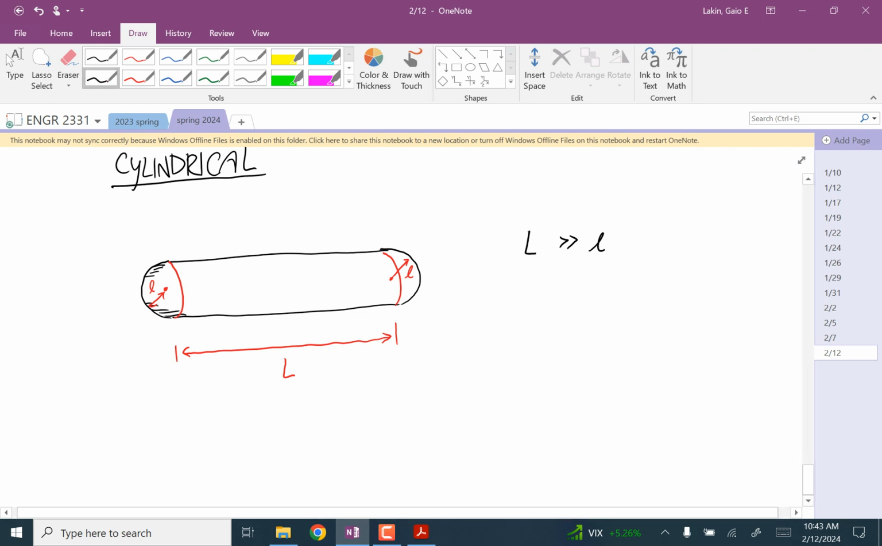And we're going to use a coordinate system where x is along that long axis, y is also in the plane of the surface, and z is normal to the surface.